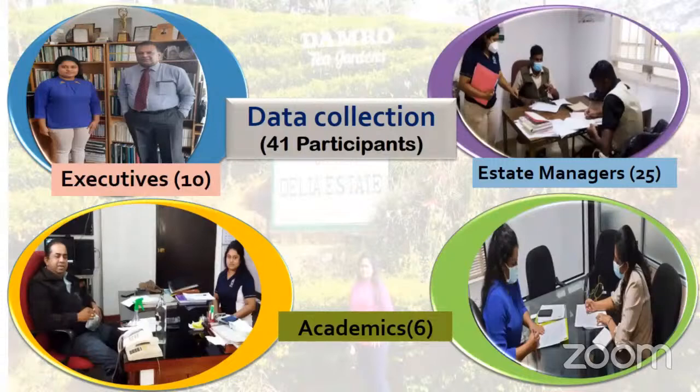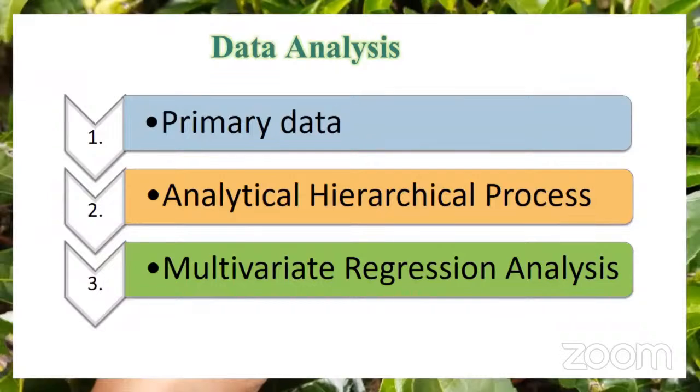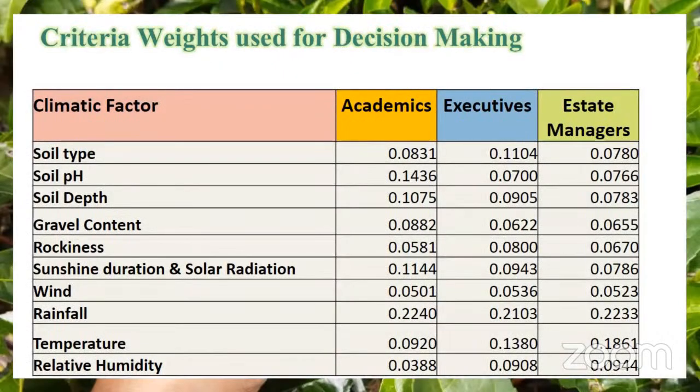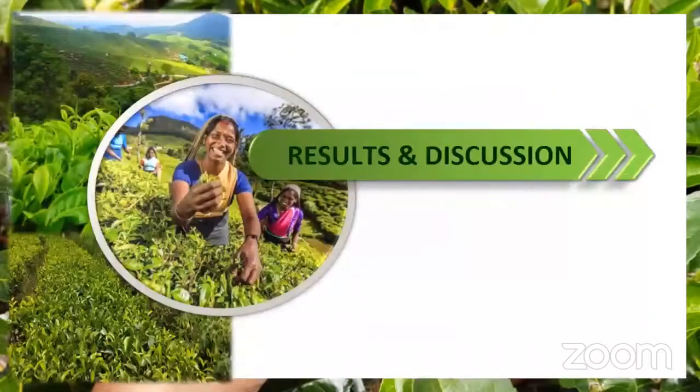Moving on to the methodology, primary data were collected from January to March 2022 from 41 respondents, including 10 executives, 25 estate managers, and 6 academics. Data were gathered using key informant interviews and focus group discussions with a semi-structured questionnaire. The gathered primary data was analyzed using the analytical hierarchical process, also called AHP, and statistically analyzed by multivariate regression analysis. A pairwise comparison was done using a 9-point scale and obtained the following criteria weights. Consistency ratio was calculated using the criteria weights, and ranking was done according to the degree of importance.